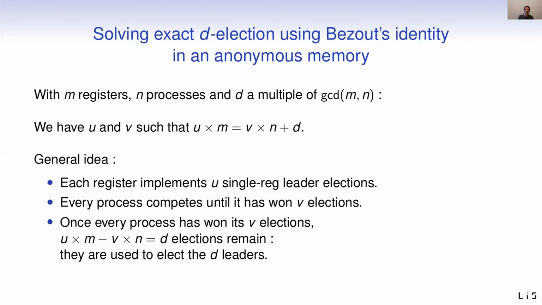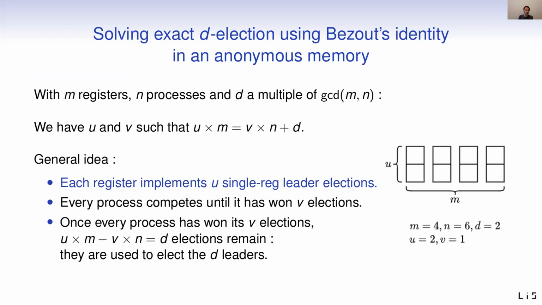So with m registers, n processes, and d a multiple of the GCD of m and n, we have u and v such that u times m equal v times n plus d. So in order to solve exact de-election, we proceed as follows. Each register implements u single register leader elections. So in total, we have u times m elections. Processes compete in these elections, and each process competes until it has won v elections. In this example, 1 election per process.